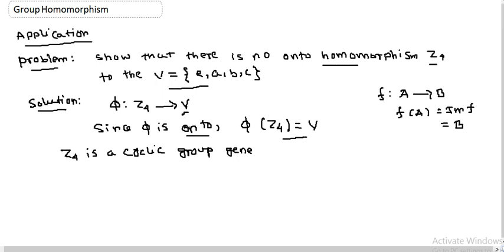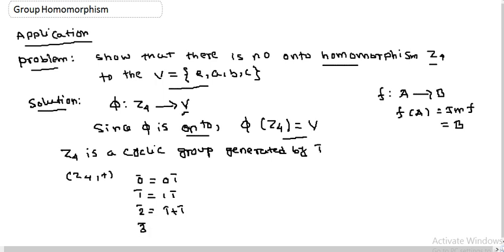generated by 1 bar. So Z4, I am talking about Z4 under plus, is a cyclic group generated by 1. So let me quickly remind you. 0 bar is 0 into 1 bar, 1 bar is 1 into 1 bar. What is 2 bar? 2 bar is 1 bar plus 1 bar. What is 3 bar? 1 bar plus 1 bar plus 1 bar. So 2 bar means 2 into 1 bar, and here we have 3 into 1 bar.